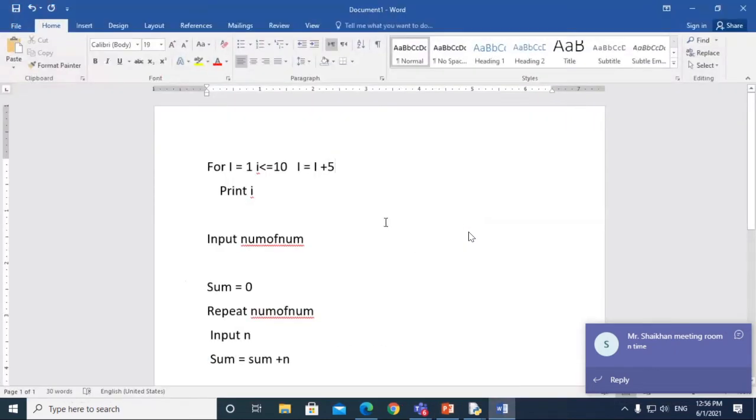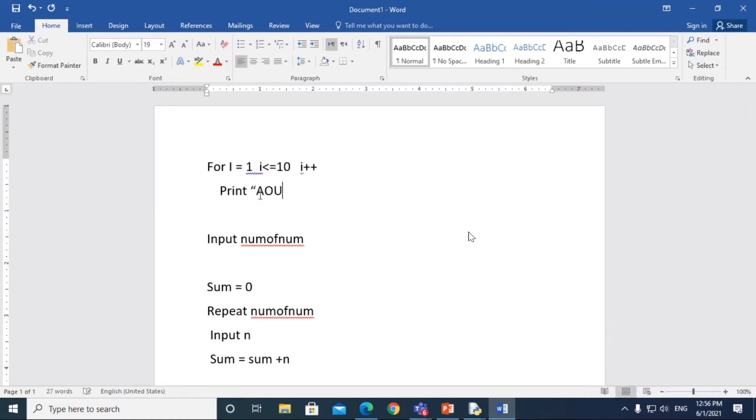Remember, long time ago, if we said here, let's say, keep it the same, i plus plus, so I don't make it harder for you. Okay, so now print hello AOU. How many times will AOU be printed? 10 times, which is n. How many times will it be printed? 100. How many times? 1000. So based on the value of n, it will be printed. So we say n. Okay? Leave it like that.